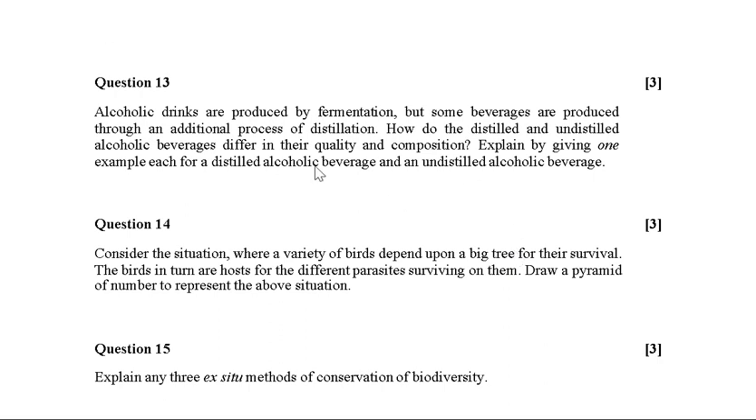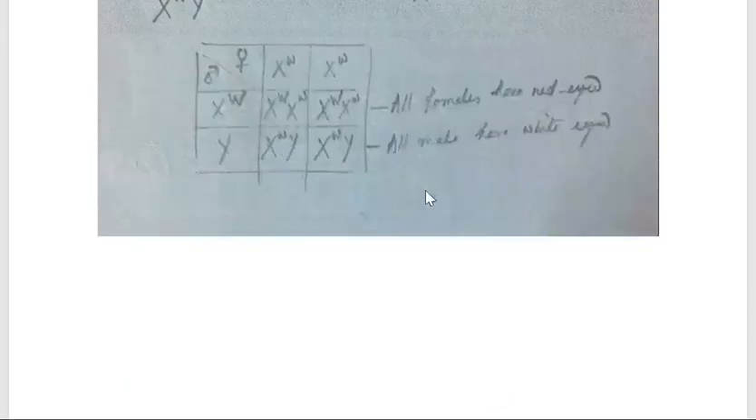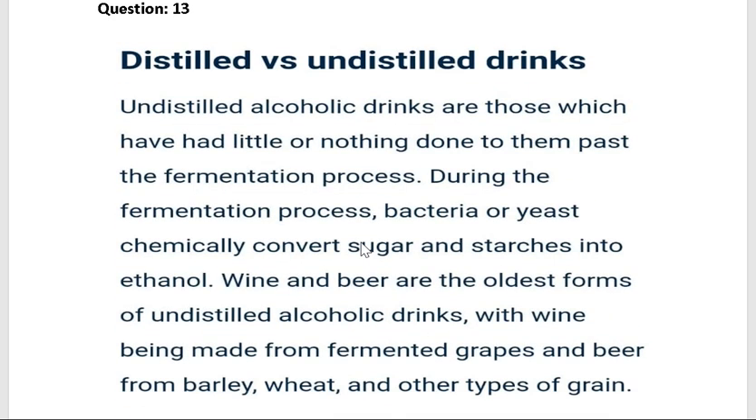Alcoholic drinks are produced by fermentation, but some beverages are produced through an additional process of distillation. How do the distilled and undistilled alcoholic beverages differ in their quality and composition? Explain by giving one example each for a distilled alcoholic beverage and an undistilled alcoholic beverage. So for this question, we need to know the difference between these distilled and undistilled drinks.